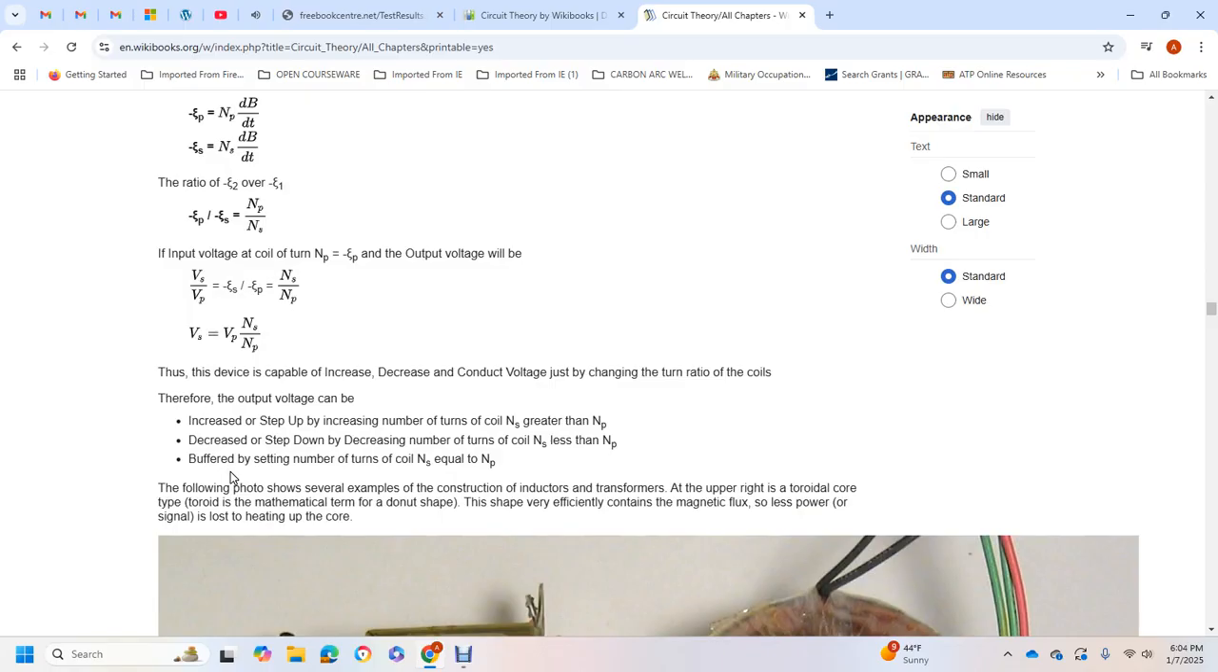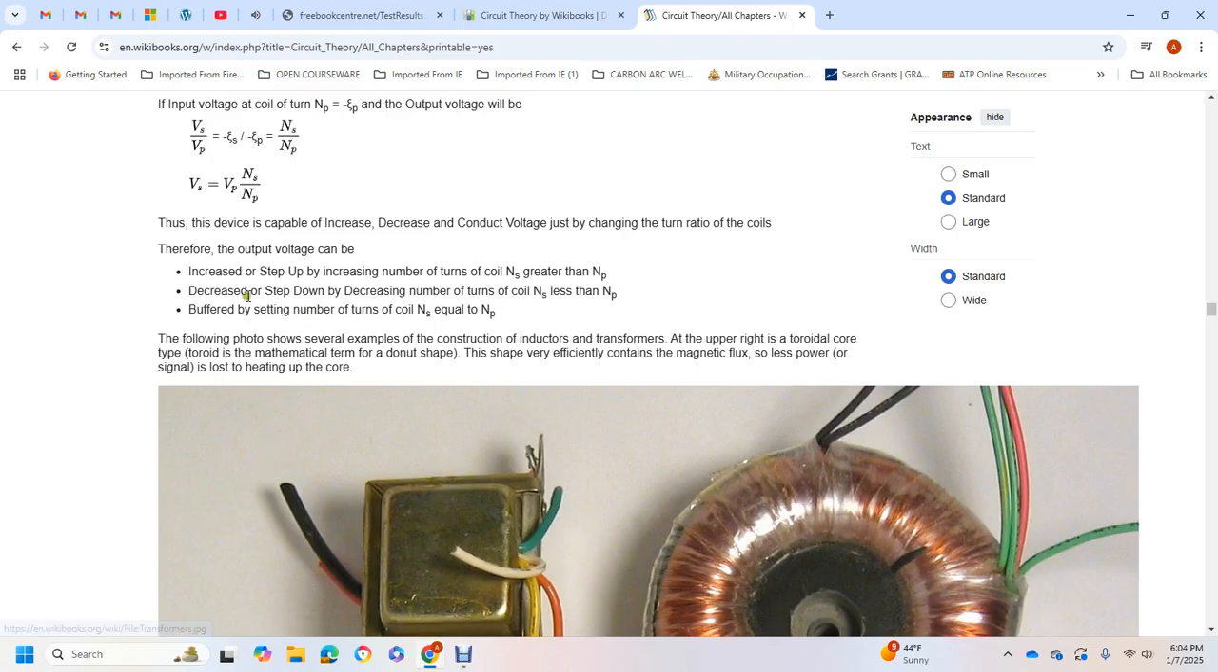Thus, the device is capable of changing the voltage according to the turns ratio of the coils. The output voltage can be stepped up by increasing the number of turns of the secondary coil to greater than the number of primary turns. Step down is decreasing the number of turns of the secondary coil to less than the number of primary turns. Setting the number of secondary turns equal to the number of primary turns leaves the voltage unchanged, as a buffer.